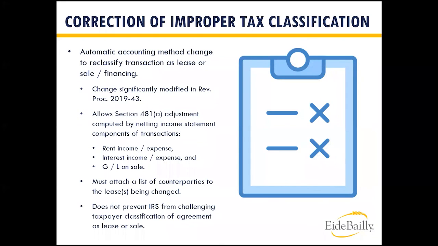So what happens if we're going through our tax analysis and we decide, oops, this is classified incorrectly? This should have been a lease, and instead I've treated it as a sale, or vice versa.